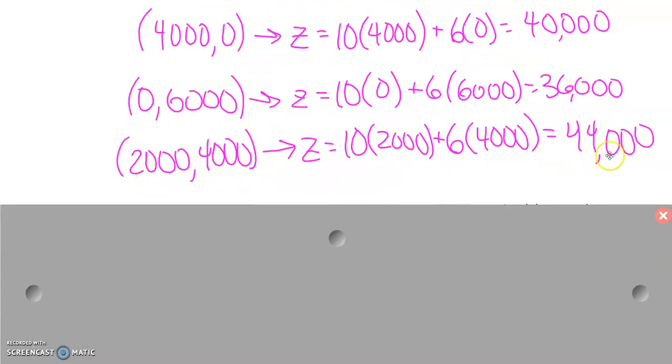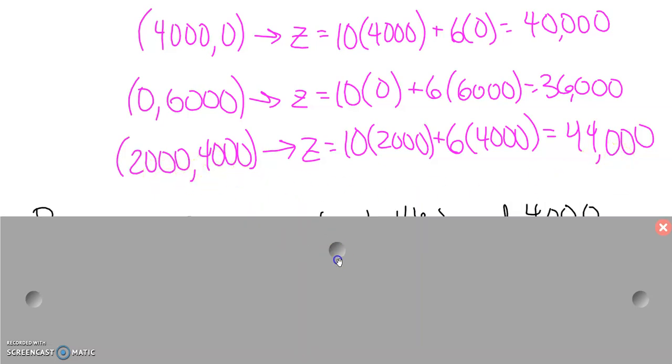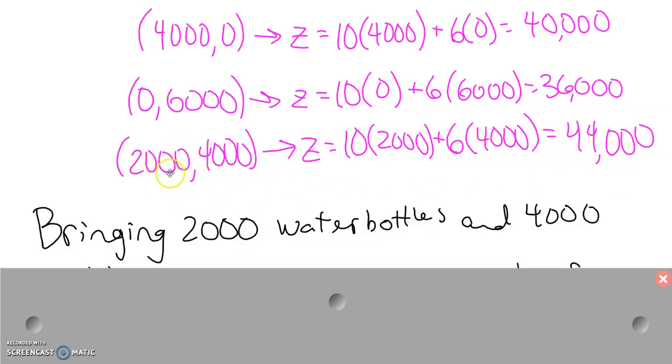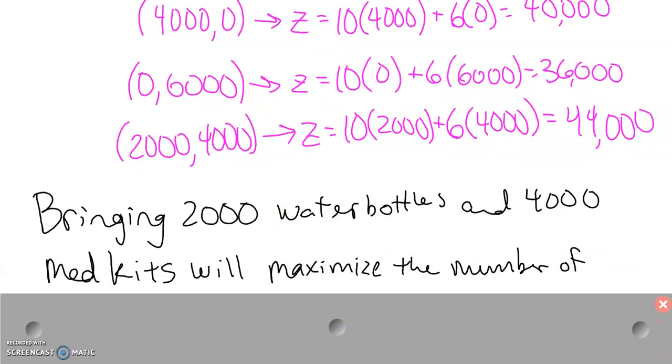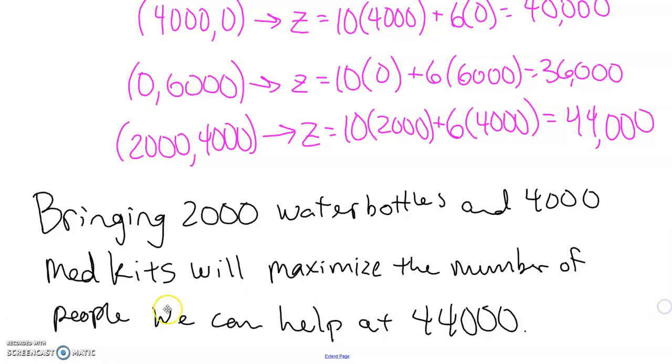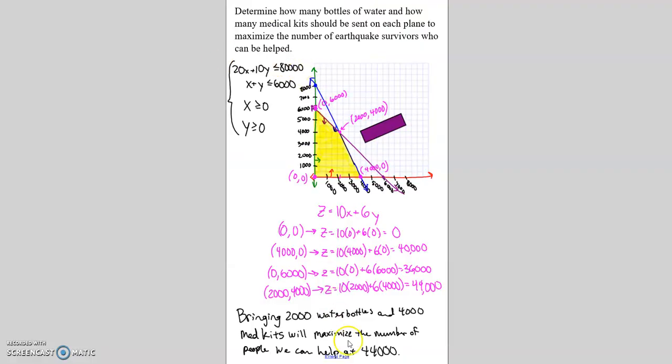And then I'm going to put my answer in context here and explain what all 3 of those numbers mean. Basically, bringing 2,000 water bottles and 4,000 med kits will maximize the number of people we can help at 44,000. So that's an example of a linear programming problem.